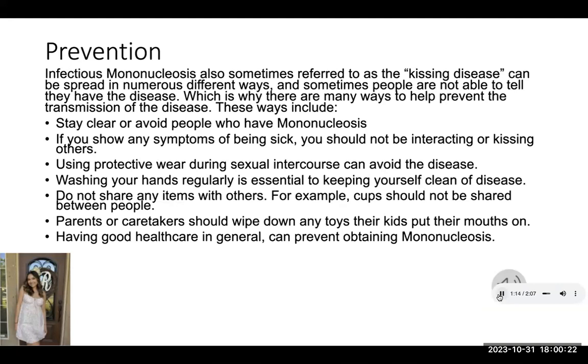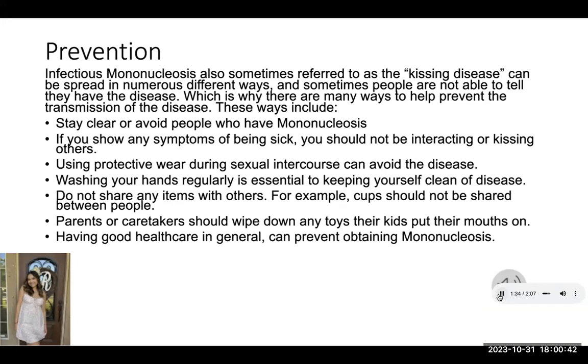Most importantly, it is important to not share any cups, silverware, makeup, or any hygiene products. So basically anything around your mouth and your face, because this can easily lead to getting the disease. Just try to stay clear of using any of your roommates' silverware and stuff like that.